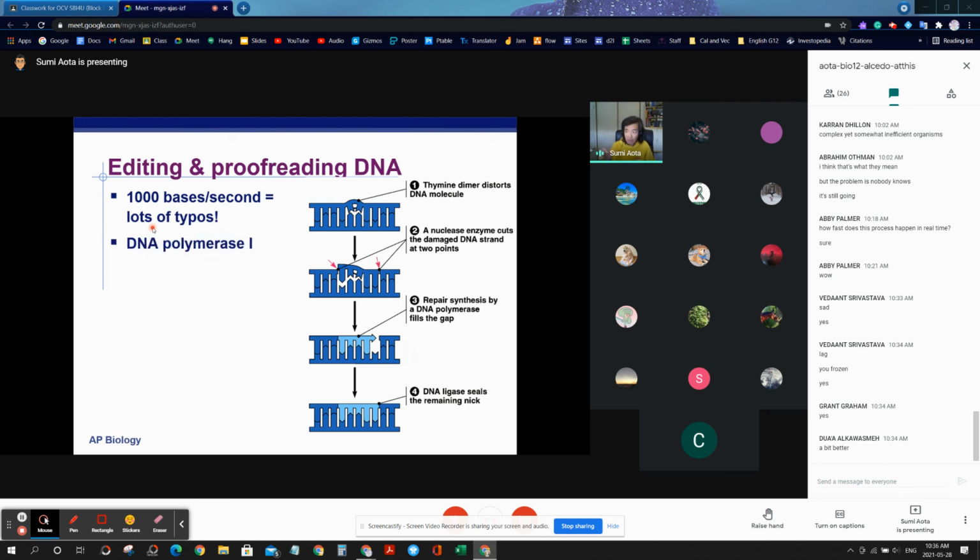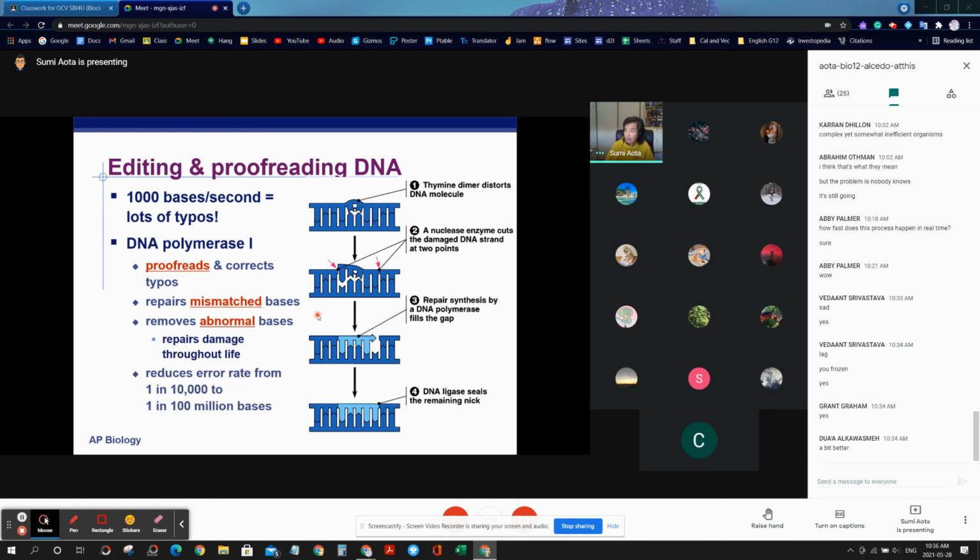Okay, so poly 1 comes along, and proofreads and corrects the typo, removes the errors. Okay, so it'll repair mismatch bases and it'll remove abnormal bases like the thymine dimer. Okay, and it does this throughout your entire life. Okay, so it reduces the error rate of poly 3 from 1 error in every 10,000 bases to 1 error in every 10 million bases.